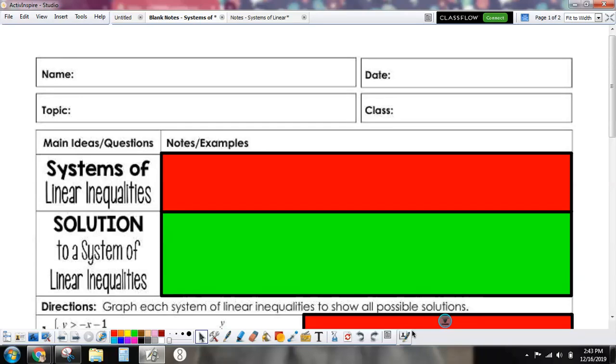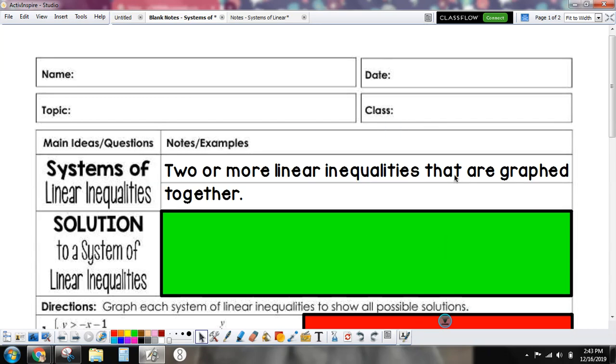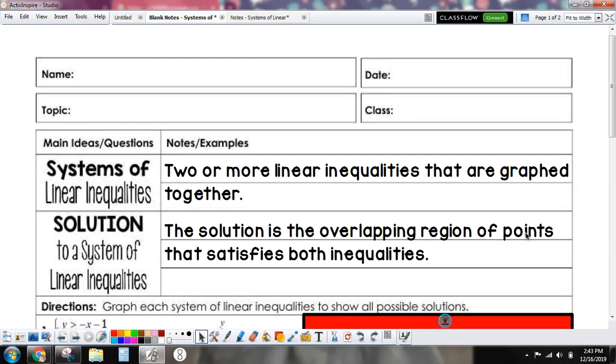So yesterday we talked about just regular inequalities. Today we're going to talk about systems of linear inequalities. Systems of linear inequalities are two or more linear inequalities that are graphed together. The solution to a system of linear inequalities is the overlapping region of points that satisfies both inequalities. Okay, so this is like the example on your warm-up this week.